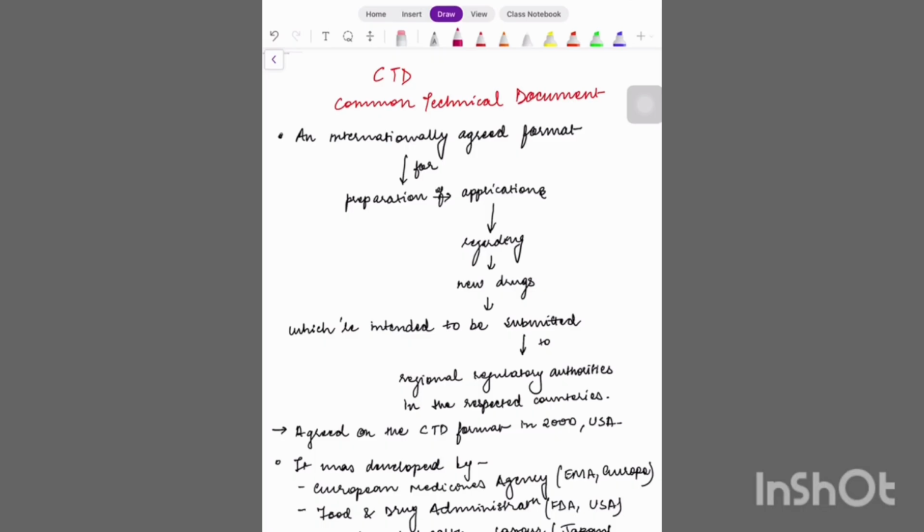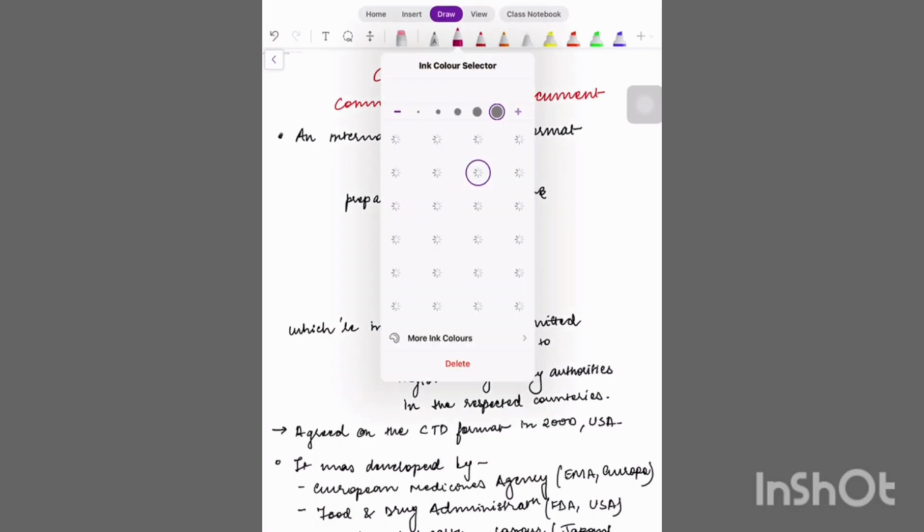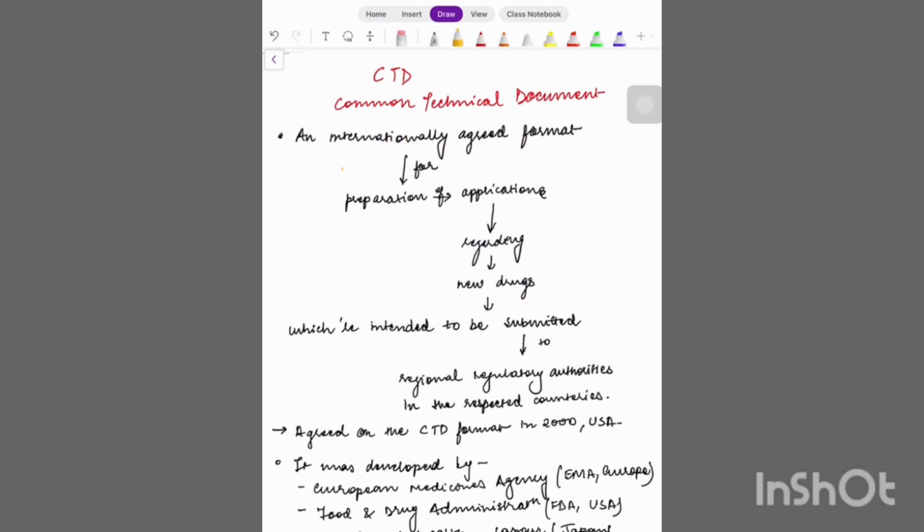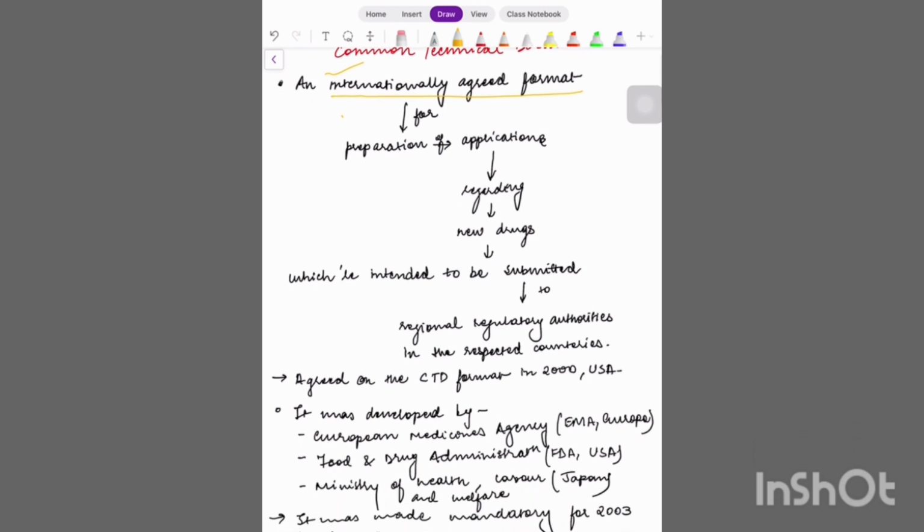So in this lecture today, we'll be studying about CTD in detail. CTD in detail, that is Common Technical Document. So as per our previous discussions and the slide that we are going to study today, CTD is an internationally agreed format. Internationally, why? Because it's accepted by all the continents, all the countries in the world.